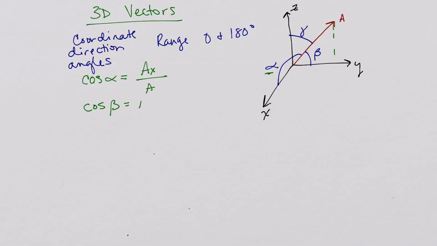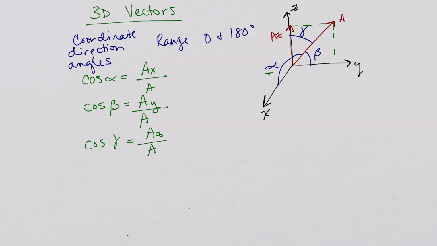I said AX, but it's AY. So that Y component of that A vector over A, and then cosine of gamma equals AZ over A. You can see that one over here, that if we take that Z component of the A force, that's AZ. So cosine of that angle would equal AZ over A. So that's adjacent over hypotenuse. Make sure you understand that.